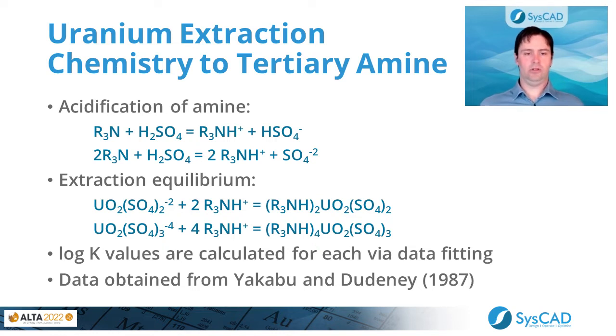Now, the extraction equilibrium of uranium then takes the sulfate anions of uranium. It's known to form uranyl disulfate and trisulfate anions, and it reacts with the acidified amine to form these organic uranyl sulfate salts. For each of these 4 reactions, you have to calculate the log K value via data fitting. So you need an isotherm to be able to do that. And in this case, the data was obtained from the reference below, Yakubu and Dudney, in 1987.